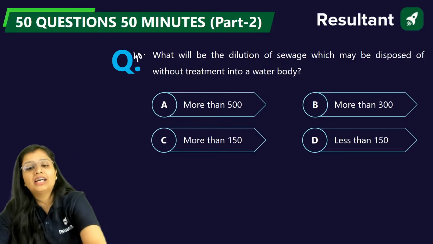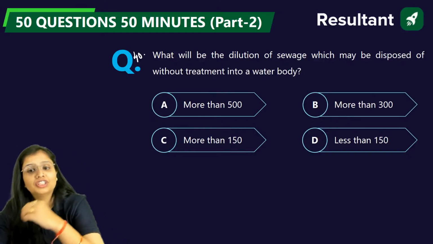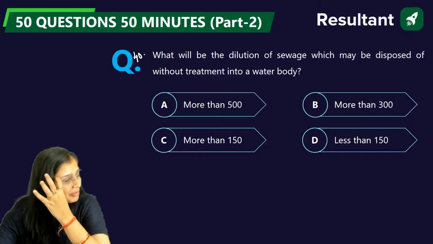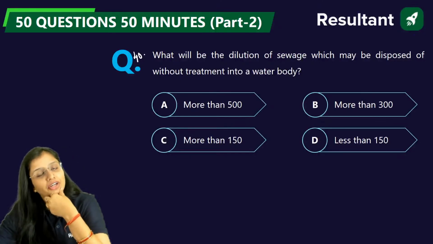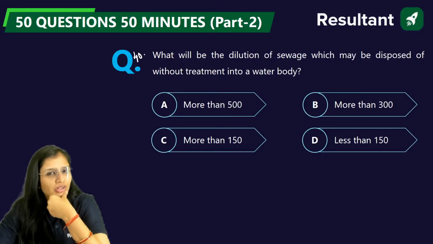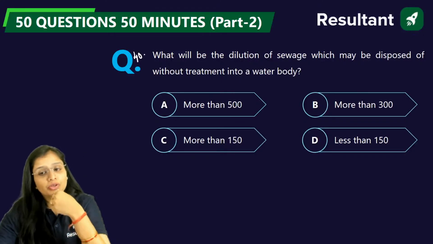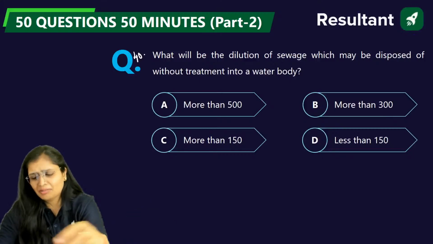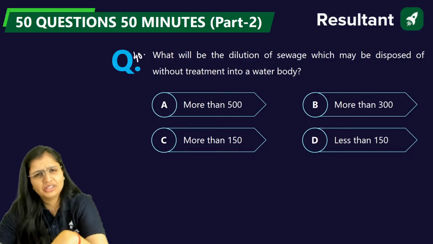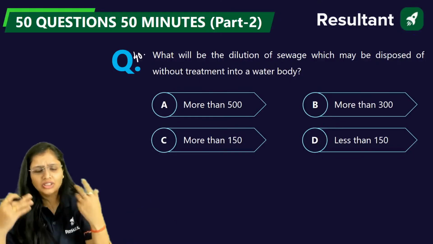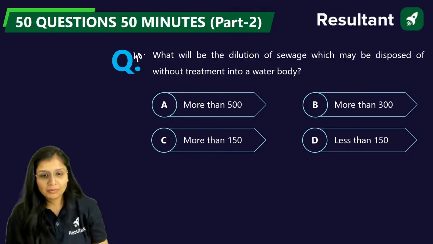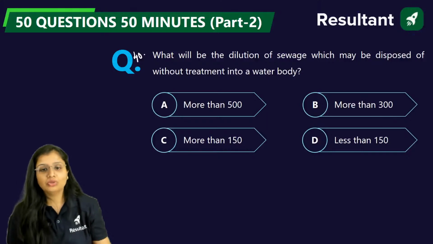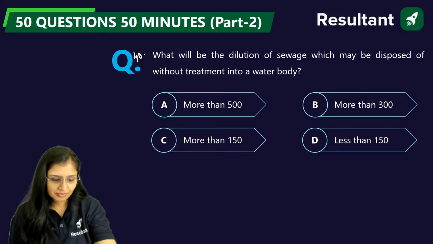What will be the dilution of sewage which may be disposed out without treatment? Generally, अंग्रेजों के time में उन्होंने this dilution factor they have introduced. So this was due to Royal Commission one. So you are not doing any treatment, no plain sedimentation, neither anything, you are not going for biological treatment, you are just disposing it off. When do you do this? कब आप करते हो? When you do the dilution of sewage.